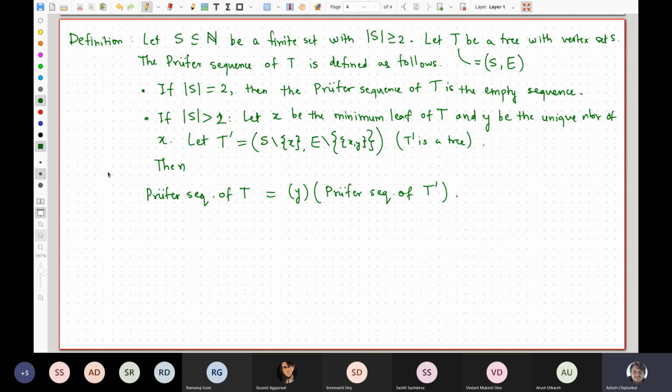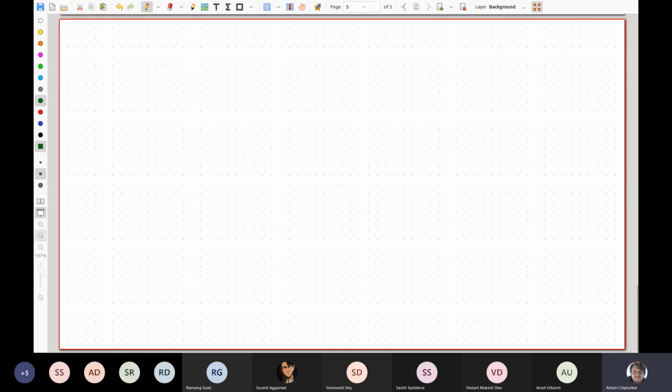Okay. So now should we proceed with proving the result that there is a one-to-one correspondence between the set of trees and the set of sequences? Let me go to a new slide and state the theorem.